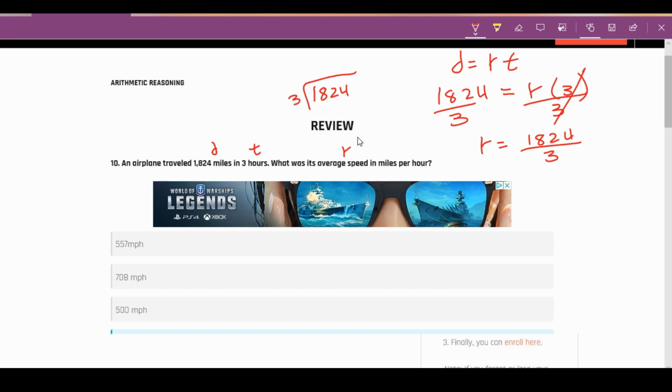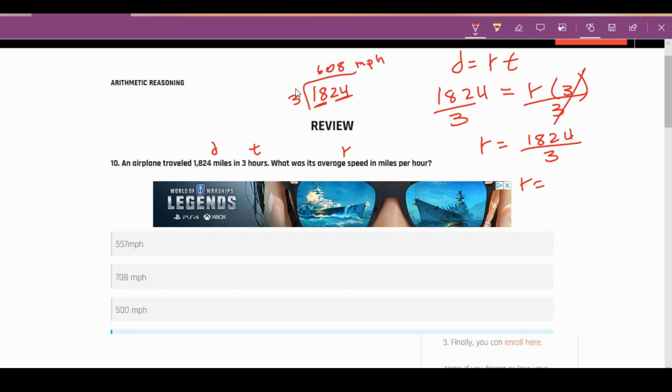Okay, and to solve this one, we do have to do the long division. I can do this one mentally, so can you. Just take a look. 18 is divisible by 3. 24 is divisible by 3. 3 goes into 18 6 times. 3 goes into 24 8 times. So you should be able to identify that this would be 608 miles per hour.